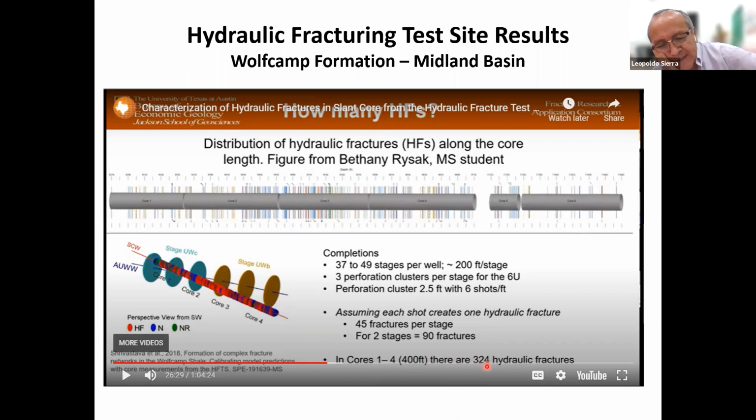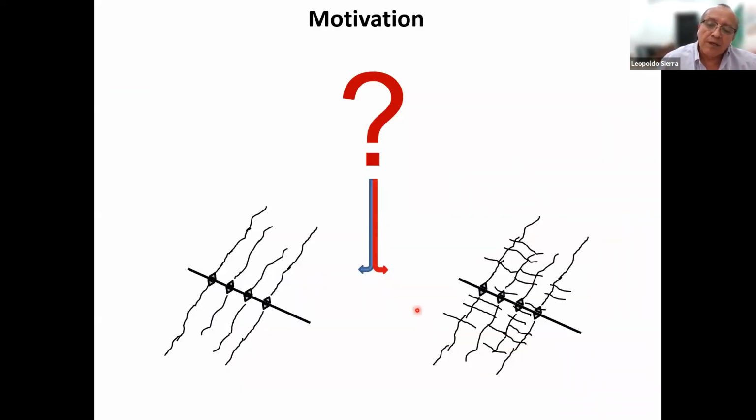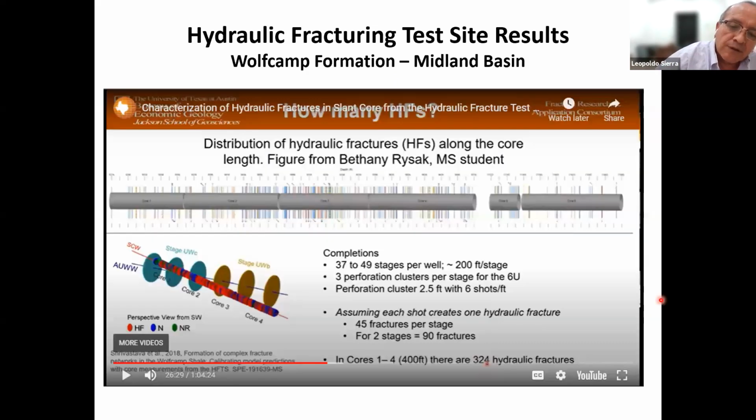But the good observation from this core sample is that most of the generated fractures are really parallel to each other. There is not really a classical complex behavior like I showed before. So this is only the introduction.